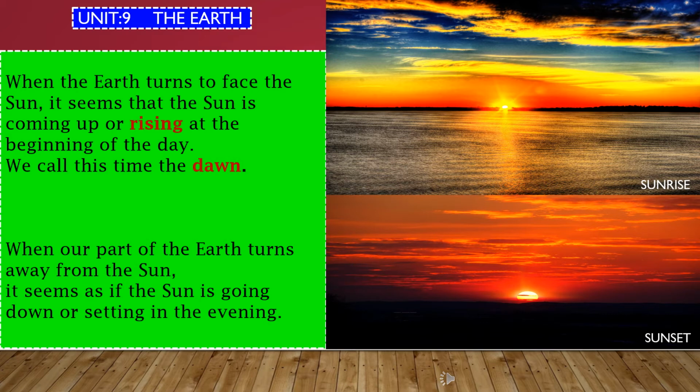Our earth is facing the sun in the early morning, so it seems that the sun is rising. So sunset, what is sunset? Sunset is the time in the evening when our earth is facing away from the sun. It turns its face away from the sun. So it seems like the sun is setting down or going down. So the earth is turning its face, not the sun.